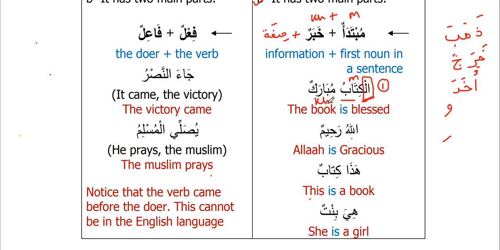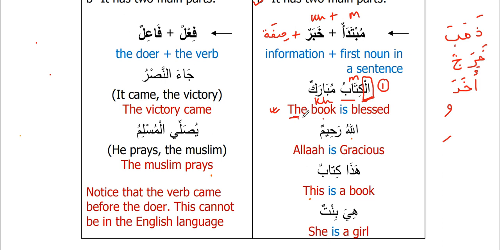Now you can see the translation here. The book is blessed. Why did the "the" come? Because of the lam tarif. That's why it is translated as "the book." Now you can see the Arabic sentence and the English sentence, how it is flipped. You can see al-kitab here, and in English, the book is first written here.